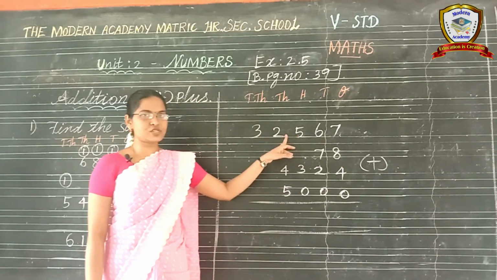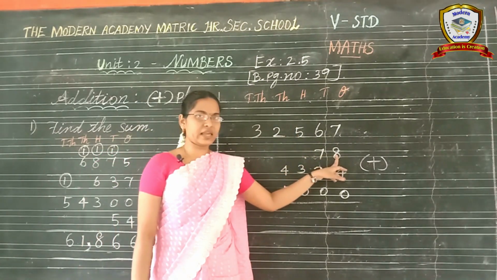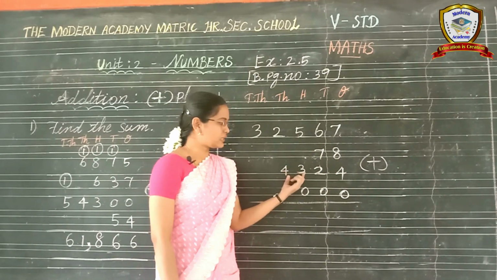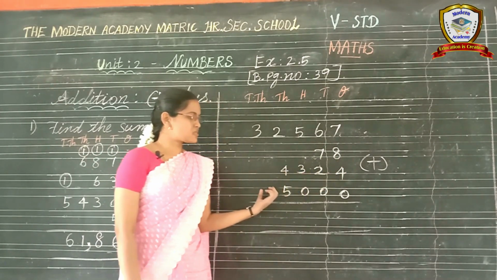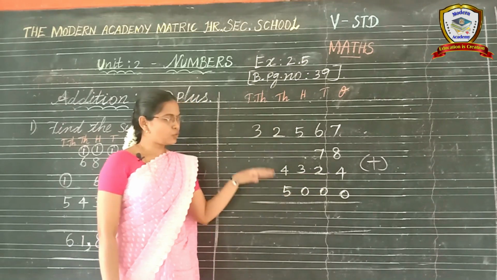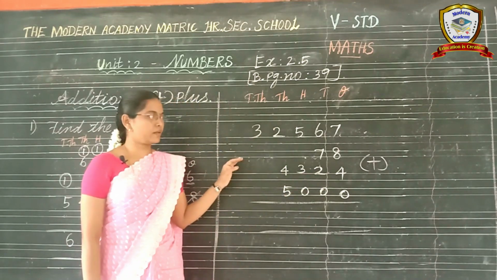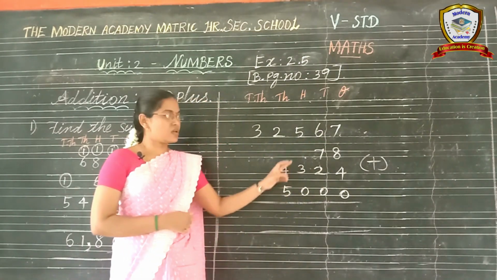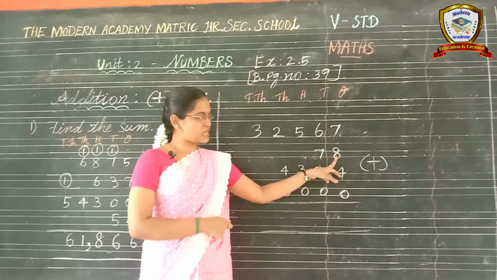32,567. This is 5 digit number. Next 78. This is 2 digit number. Okay, next 4,324. Next 5,000. We have to add these numbers. Okay, first as usual we have to start from ones place. 7 plus 8. What is answer?